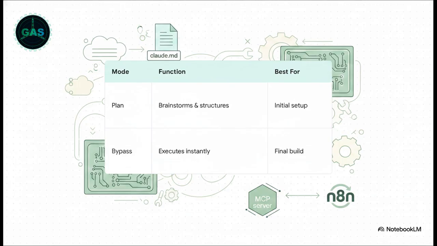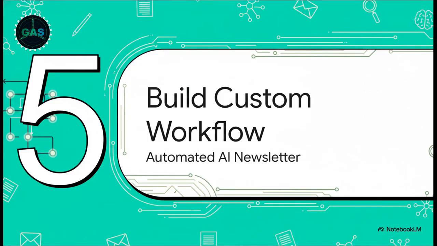Once you review and approve that blueprint, then you switch over to bypass permissions mode. This is where you let it loose. It executes instantly, modifies your files, and uses that MCP server we talked about to deploy the workflow directly to your n8n instance, ensuring everything is totally accurate before it actually runs. Which brings us to Section 5, building a custom workflow.